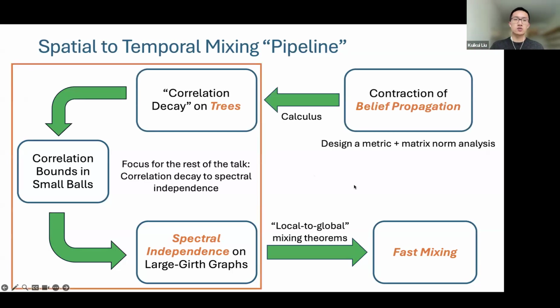So the main focus of the remainder of this talk is going to be these two arrows on the left here. Our goal is to establish spectral independence for the uniform distribution over colorings of a large girth graph. We're going to first reduce it to bounding correlations within small balls, which are trees in this graph. And then we're going to reduce bounding these correlations in small balls to correlation decay on trees.